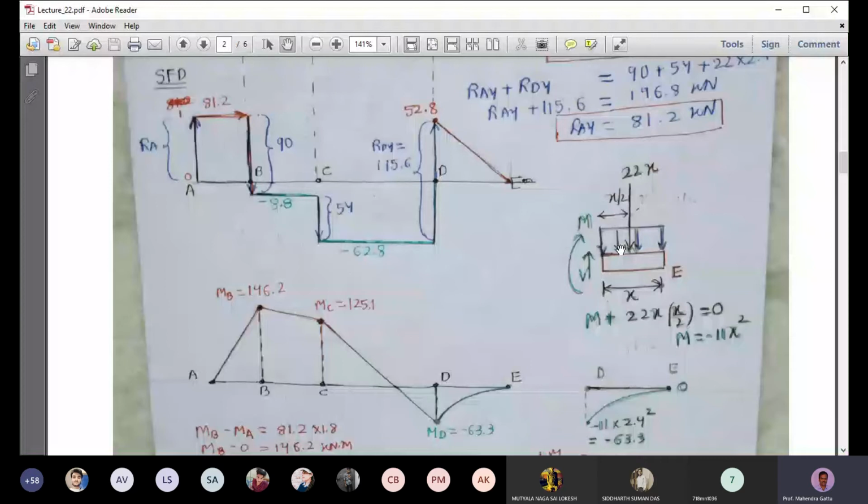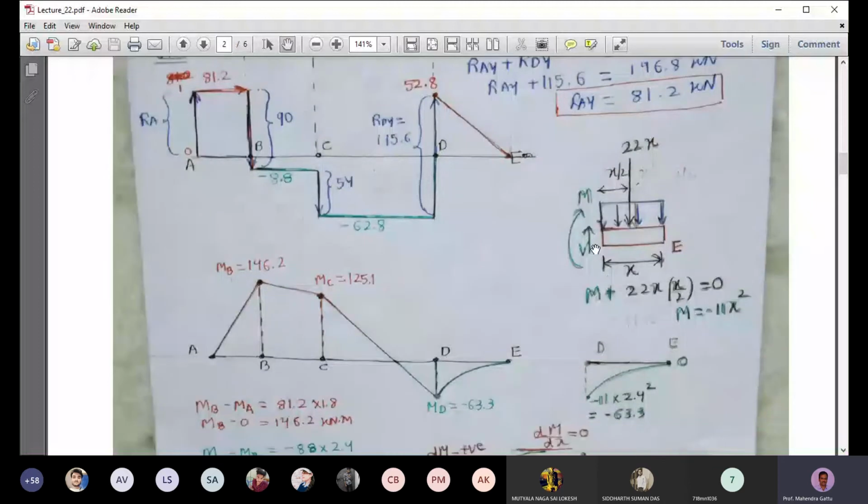So what we can do, at the left hand surface we have shear force V and bending moment M. According to the positive sign convention, the shear force V will act in the upward direction on the left surface, and M will act in the clockwise direction. That is why we are representing it like this. Now we can calculate the bending moment by taking moment about this left surface. So we have 22x into x by 2 plus M, both acting in the clockwise direction. So we'll get M is equal to minus 11x square.